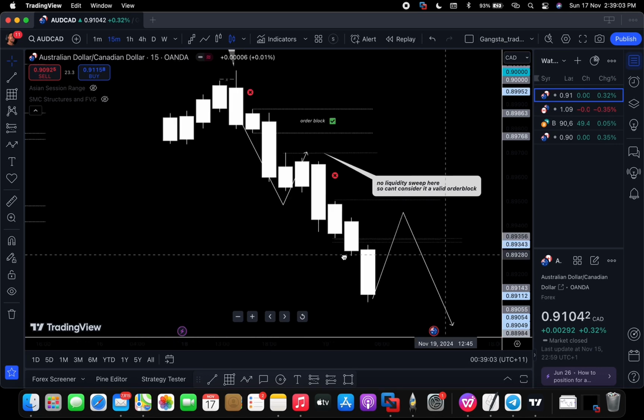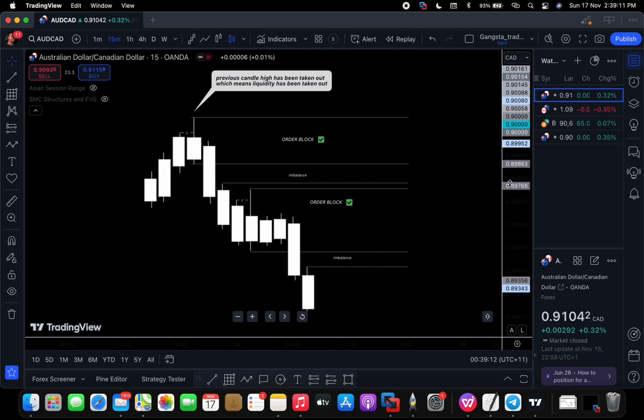So we have this other example here. If you look here, we have the previous candle high, this is the previous candle here, right? The previous candle high has been taken out, which means liquidity has been taken out. Now we have A, B, and C candle. If you drag from the bottom of A candle and extend to the top of C candle, you see there is an imbalance available there. Now this is a valid order block. Why? Because we have liquidity taken out here, which is one, and then we have imbalance here.